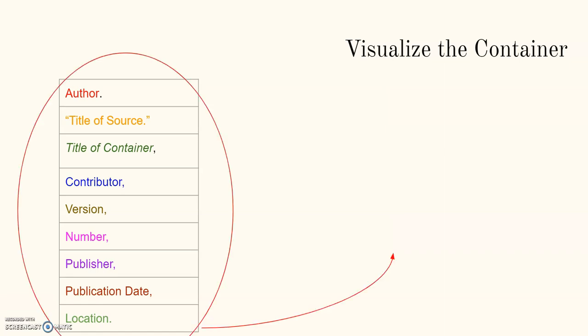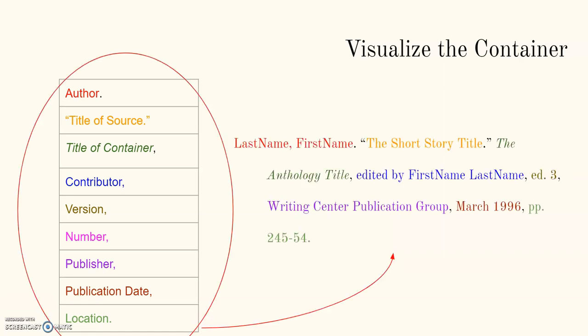So what does this look like when you're putting it all together? Your citation on your Works Cited page will have all of these elements put together to look like this on this side here. So you'll have the name of the author, your titles, if there's an edited by, an edition, publisher, date, and page range.